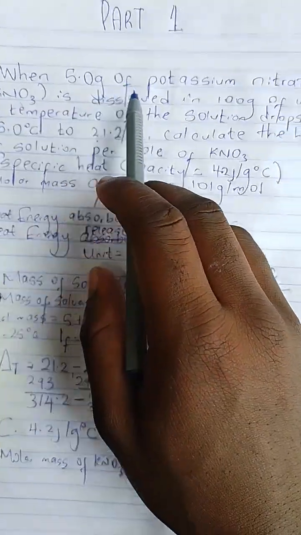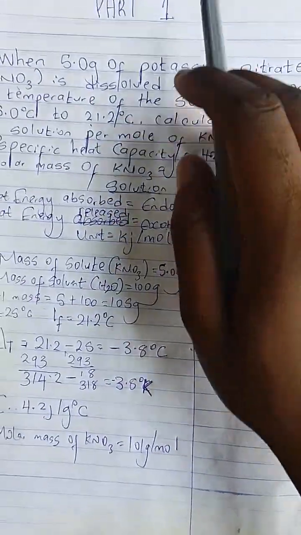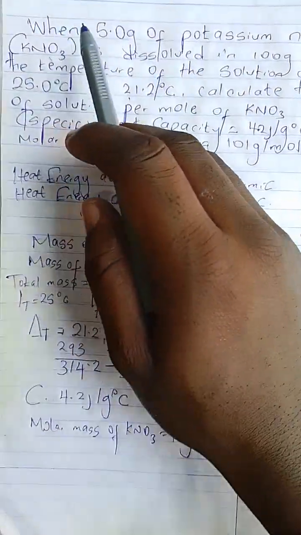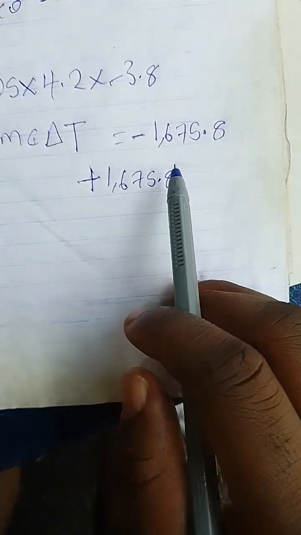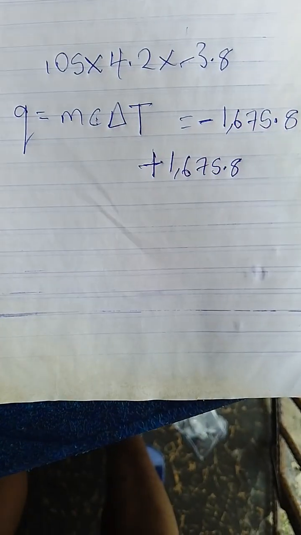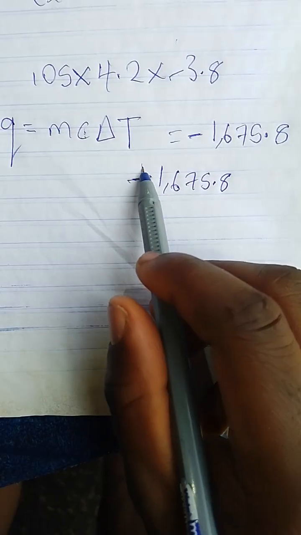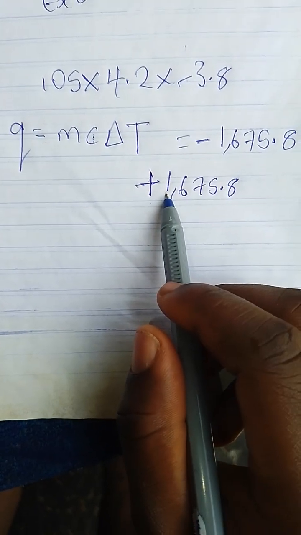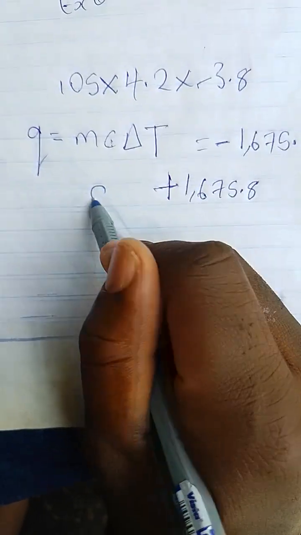But now, when 5 gram of potassium nitrate, when the solute was added, there was a decrease in temperature. So when solute was added, what? It absorbed heat, thereby decreasing the temperature, which is endothermic. So we'll have a positive sign here. So therefore, our Q is this.